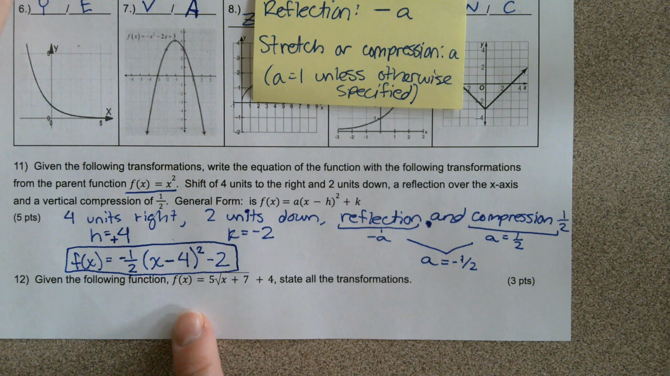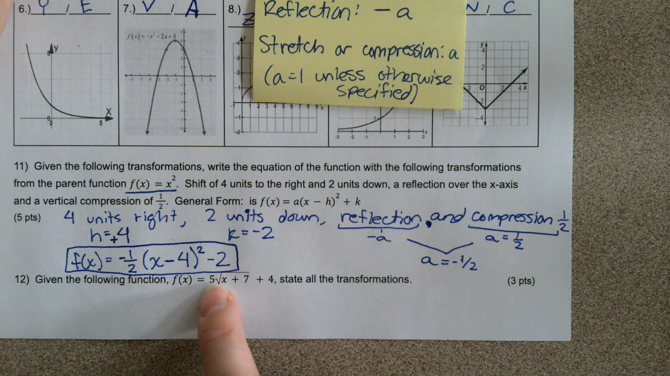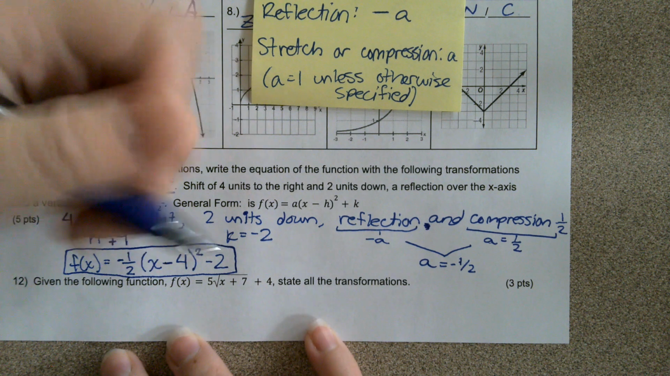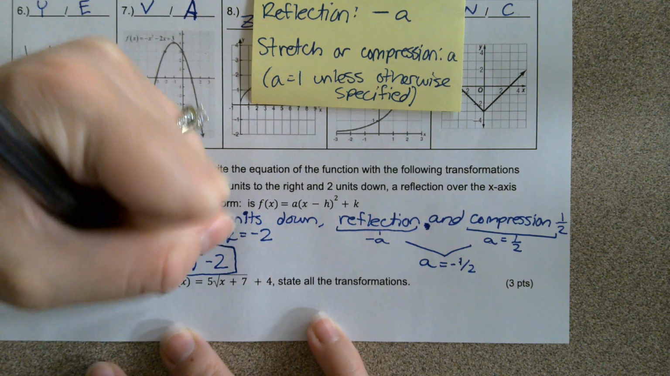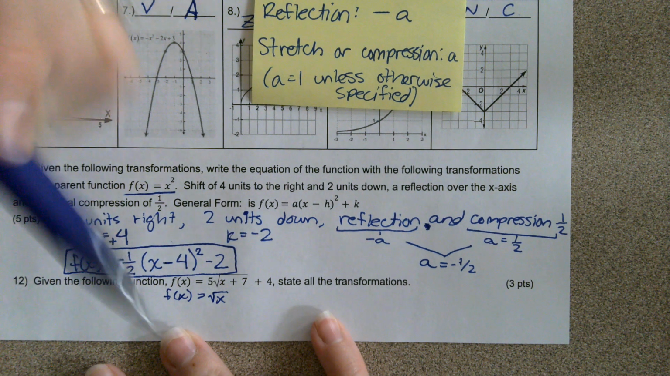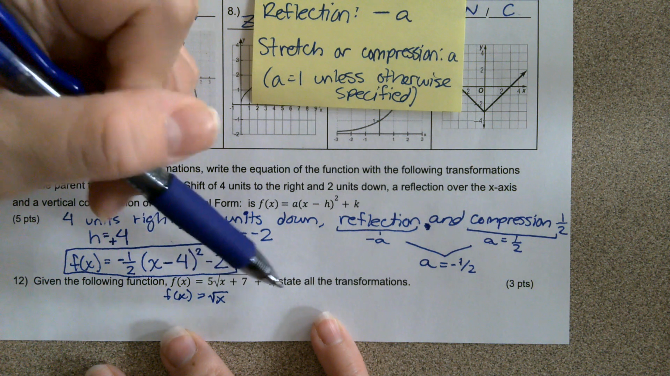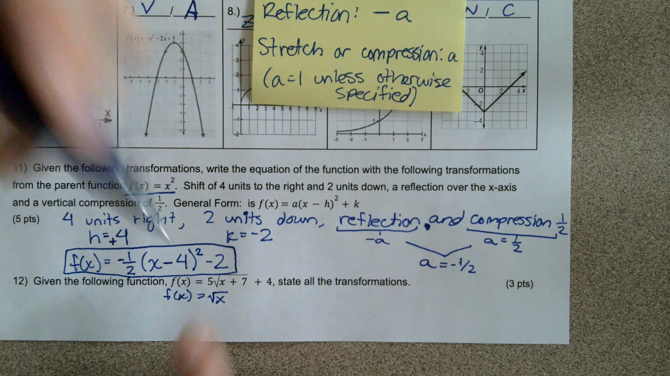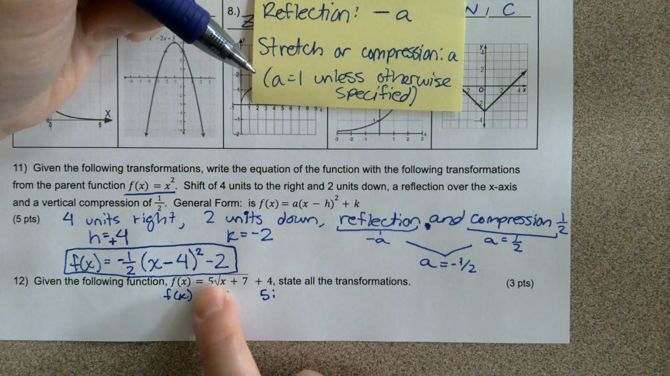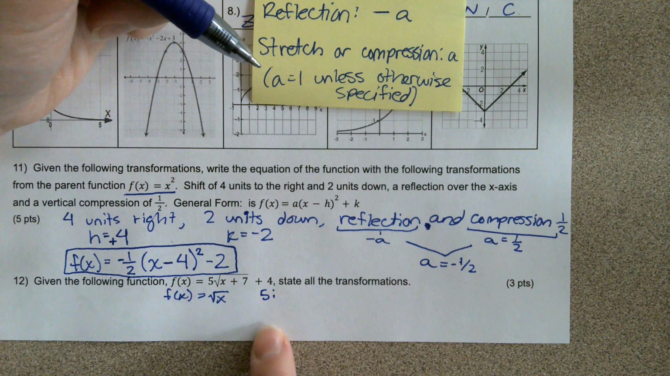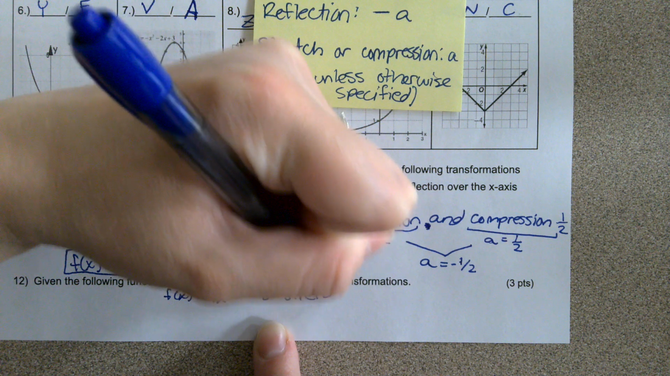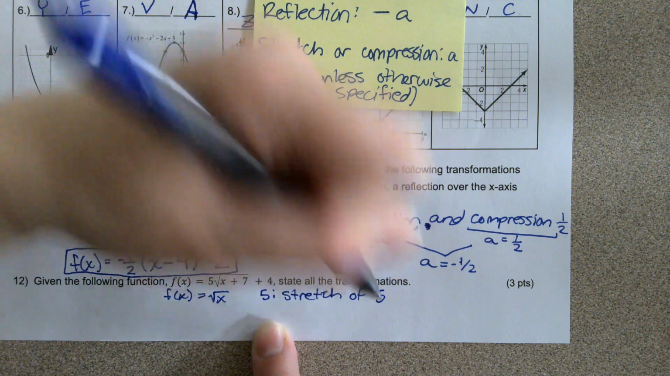Number 12, given the following function, f of x equals 5 times the square root of x plus 7, plus 4, state all transformations. So the parent graph, and this is where this comes in handy, is f of x equals the square root of x. No transformations. So any extra number here is a transformation. So let's see what happens with each one. 5 is in front. 5 is a. And if we have a whole number bigger than 1, that means this is a stretch. So this means stretch of 5. That's all that means.